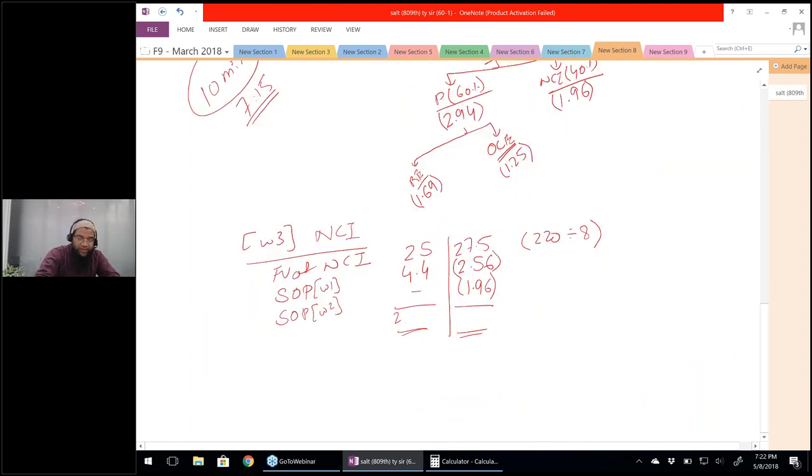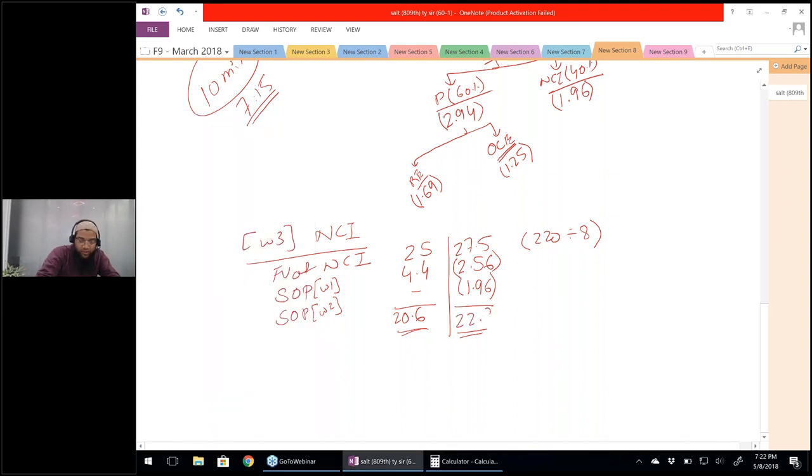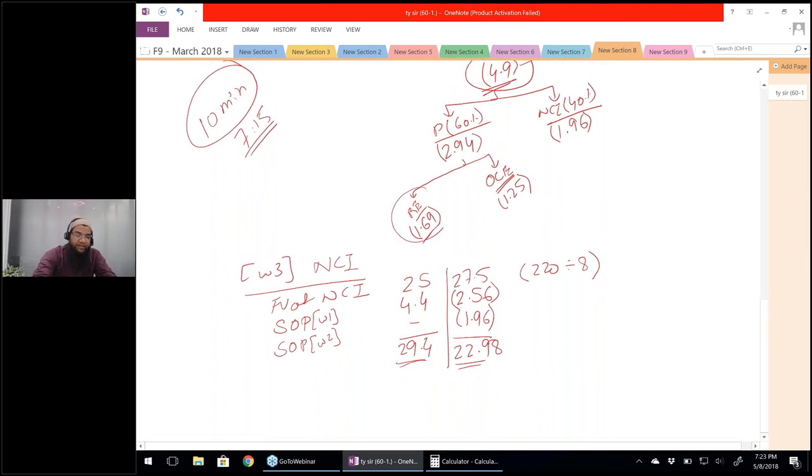So this will become 20.6, and 27.5 minus 2.56 minus 1.96 will be 22.98. This is actually 29.4. So 1.96 is the retained earnings share; I've taken 1.96 from over here, which is from the NCI.